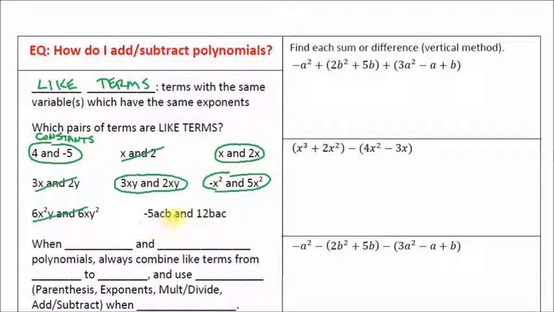And how about this last one? We've got -5acb and 12bac. And now you see, class, it doesn't matter what the order of the variables is.